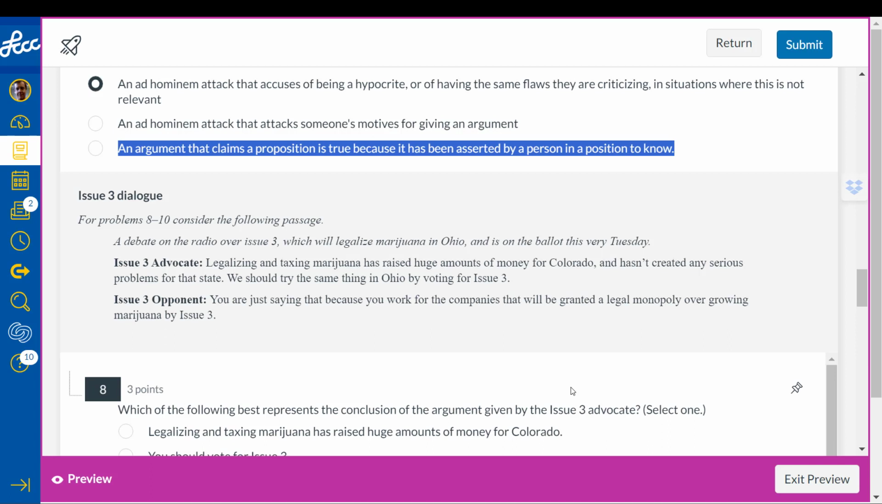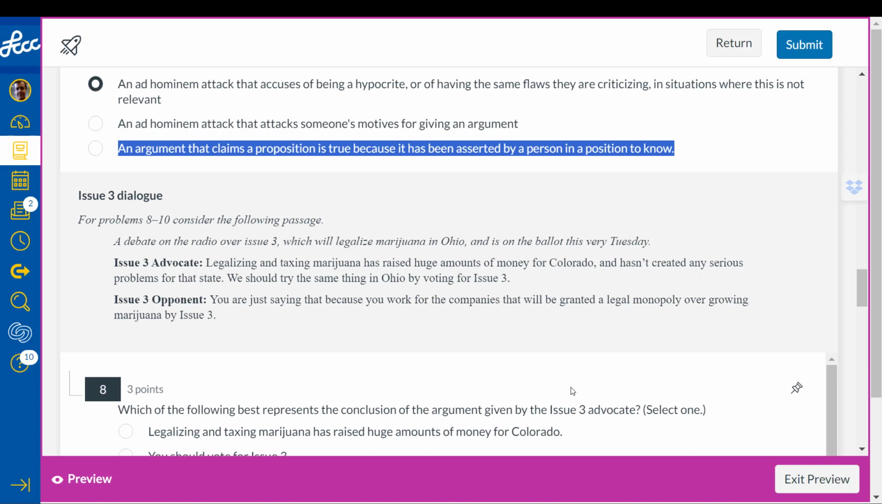Issue 3 advocate: Legalizing and taxing marijuana raised huge amounts of money for Colorado and hasn't created any serious problems for the state. We should try the same thing in Ohio by voting for Issue 3. Issue 3 opponent: You're just saying that because you work for the companies that will be granted a legal monopoly over growing marijuana by Issue 3. That was a provision in the original version of the bill that isn't in the new one.